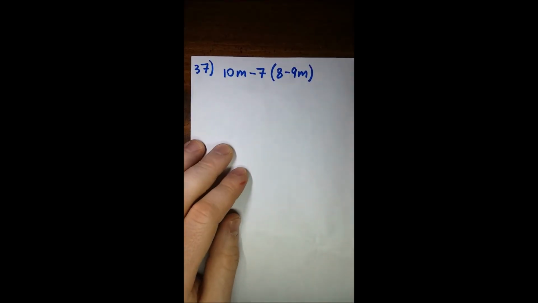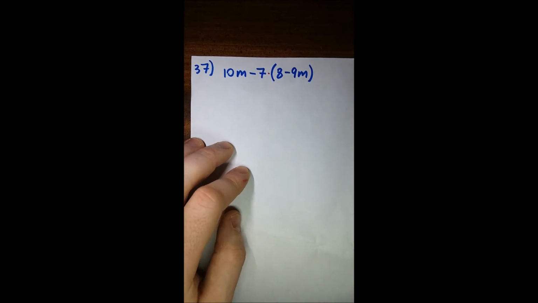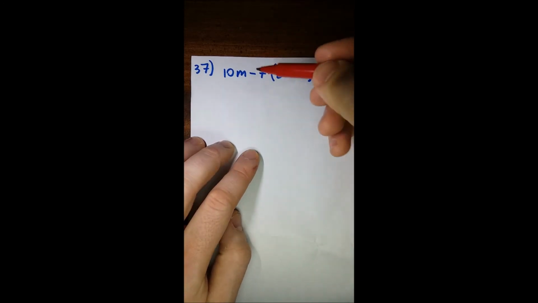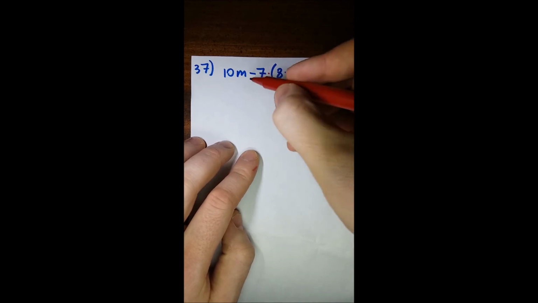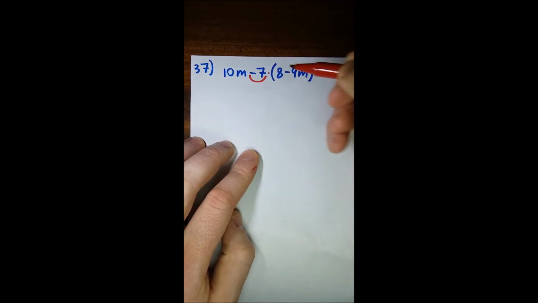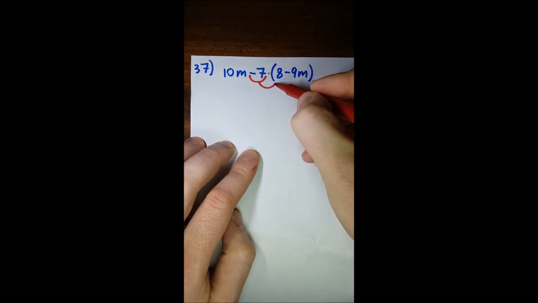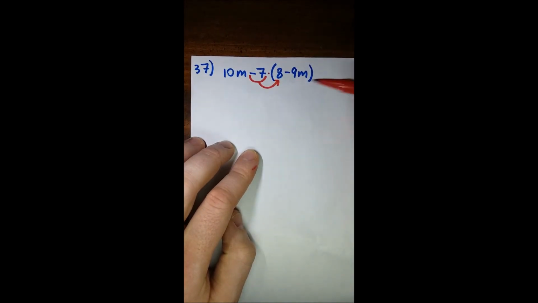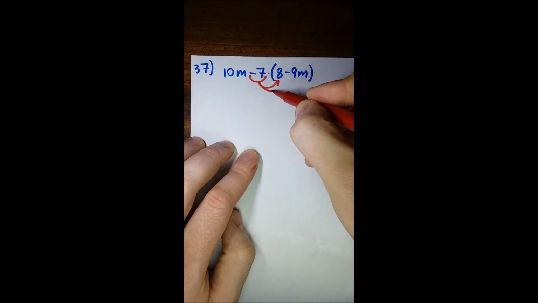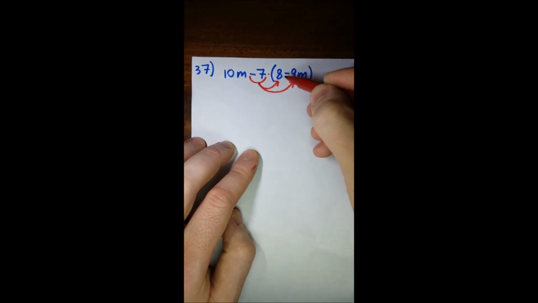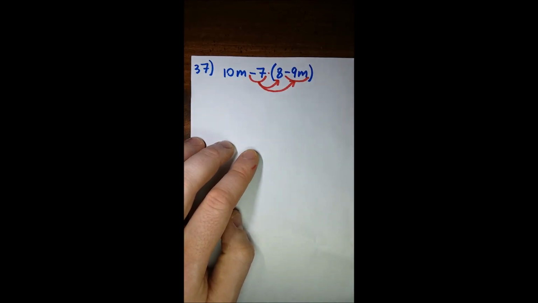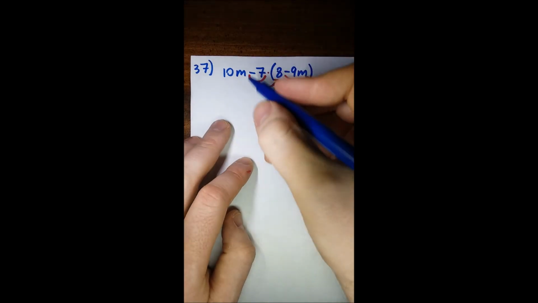Example 37. This is the most exciting problem in the whole set. Here is the multiplication sign. You need to multiply, and keep in mind, you need to multiply not 7, we're multiplying a negative 7 by the entire parentheses. So we need to multiply negative 7 by 8, and then we also need to multiply negative 7 by, guess what? Negative 9m. Let's get to it.